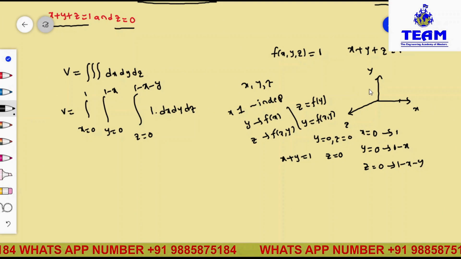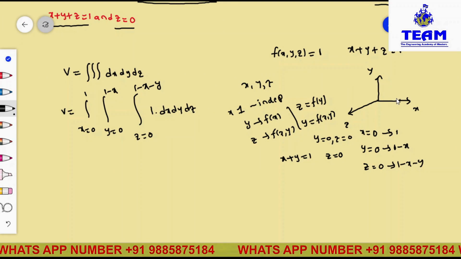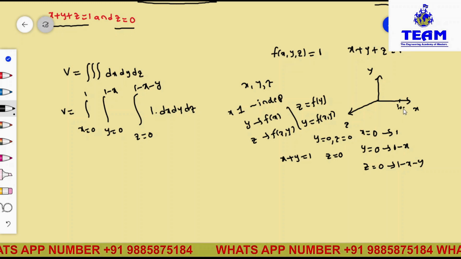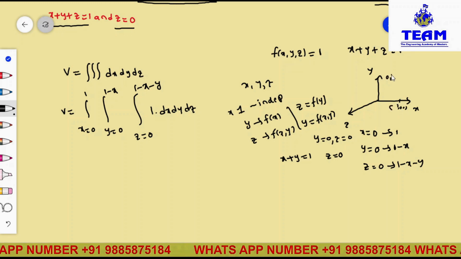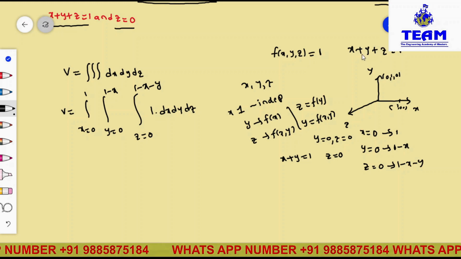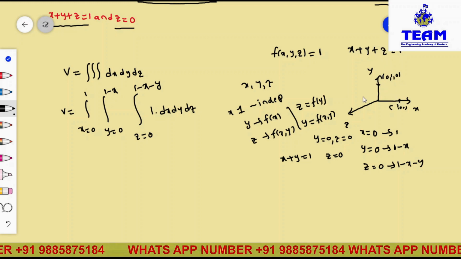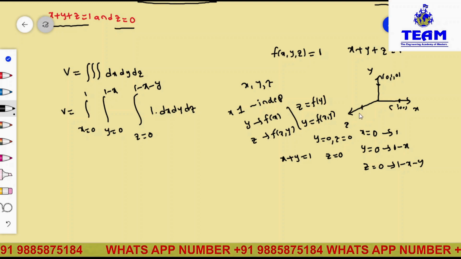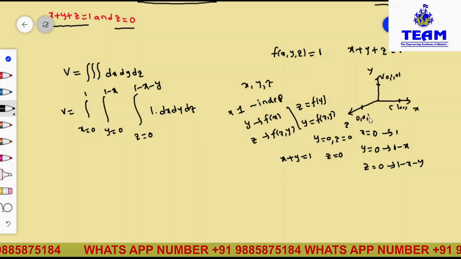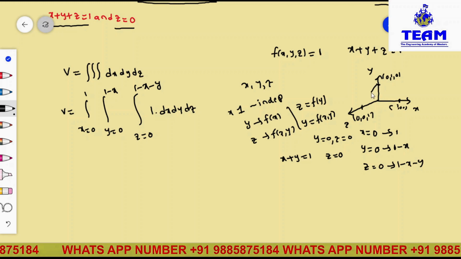Friends, I will draw this one first. Where it touches: x is 1 comma 0 comma 0, and here 0 comma 1 comma 0. Put x and z value 0, y is equal to 1. And here it touches 1, so 0 comma 0 comma 1. So our surface is this one, friends.